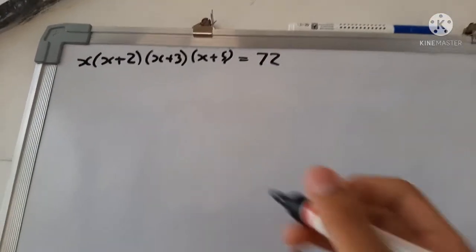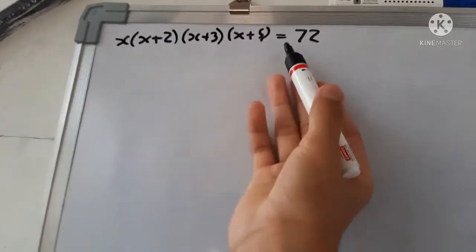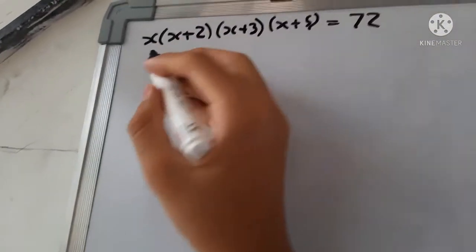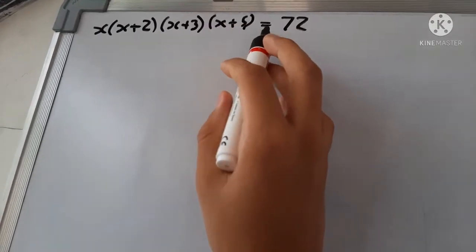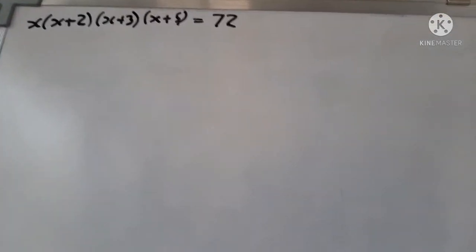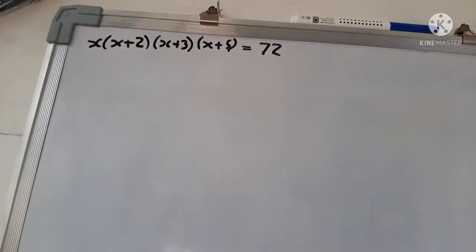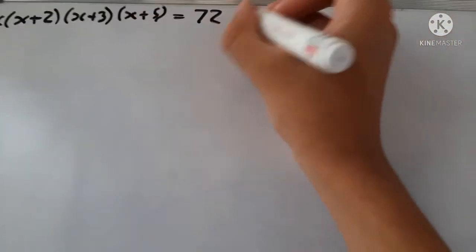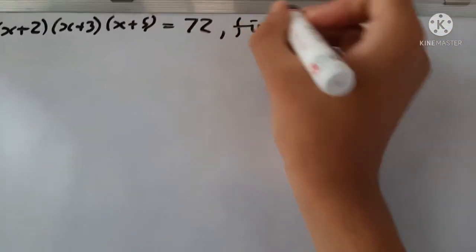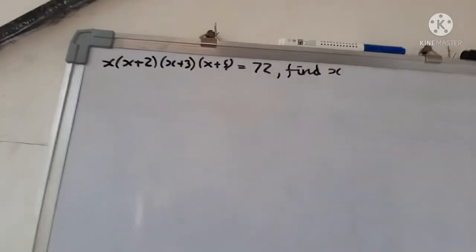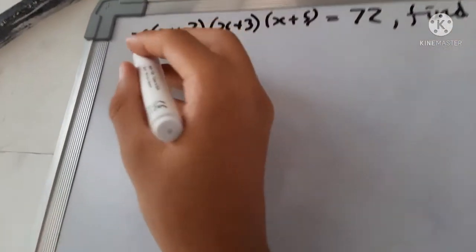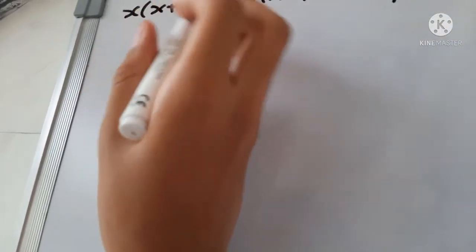Yeah. So basically, they've given us this expression, and it's equal to 72, right? x times (x plus 2) times (x plus 3) times (x plus 5) is equal to 72. And I think I should write it here: find x. Imagine if the question was verify this statement. No, okay, so let's multiply these out.